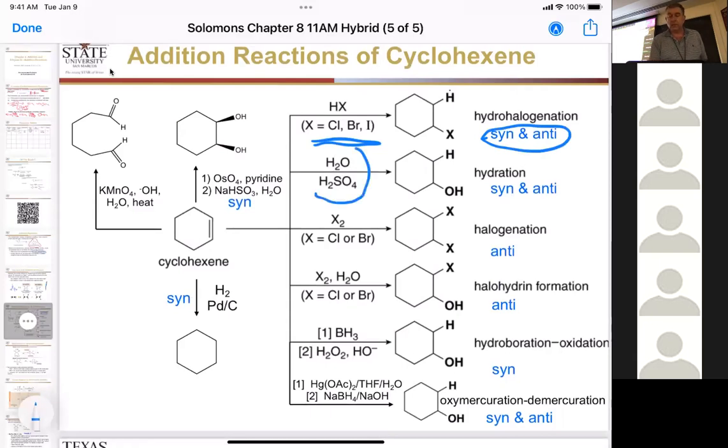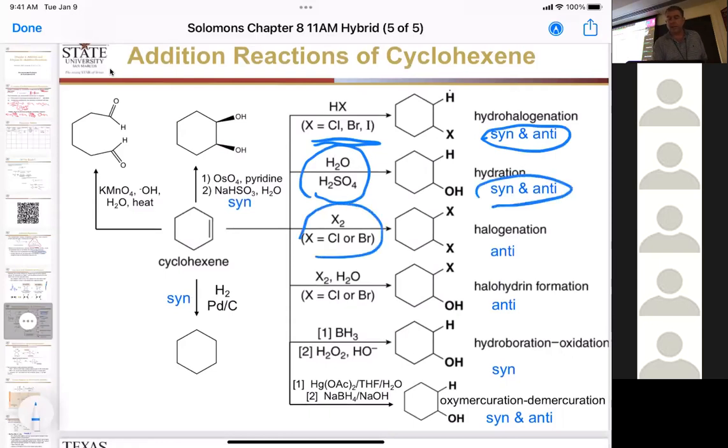In the last reaction of the last chapter, we saw we could dehydrate alcohols. Well, you can dehydrate alcohols if you have a lot of acid and a little bit of water, or no water, and it turns it into the alkene. Well, if you add a lot of water and a little bit of acid, it turns it back into the alcohol. And it also has syn and anti-addition.